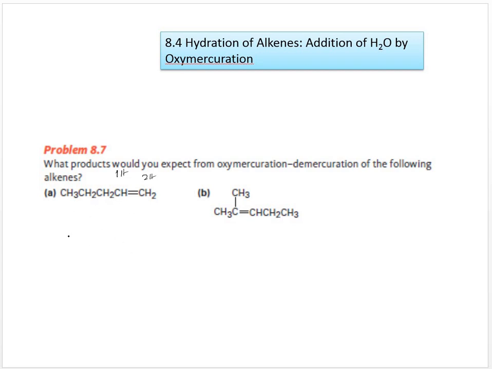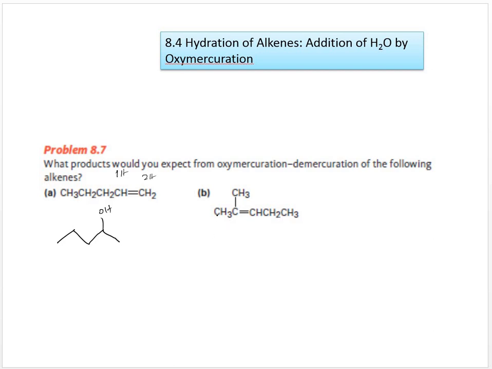So instead of writing this way, I will write a skeletal structure. It has 1, 2, 3, 4, 5 carbons. So let's draw a 5 carbon chain: 1, 2, 3, 4, 5, and there will be no more double bond here. And hydrogen will be here. I'm not showing hydrogens in skeletal structures. OH will be added to this carbon.